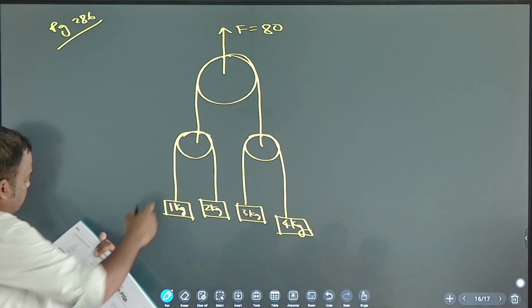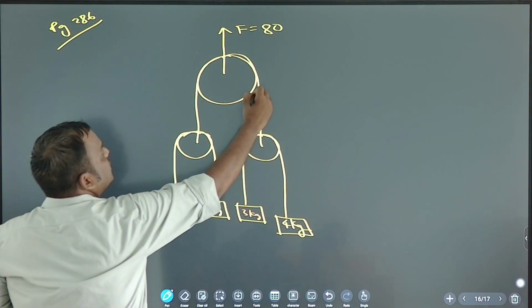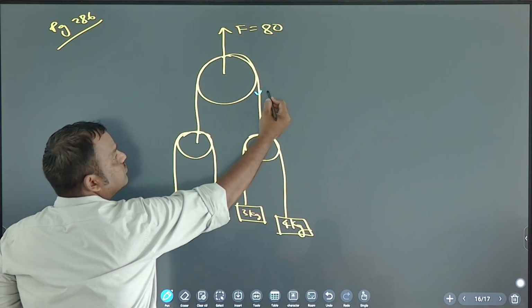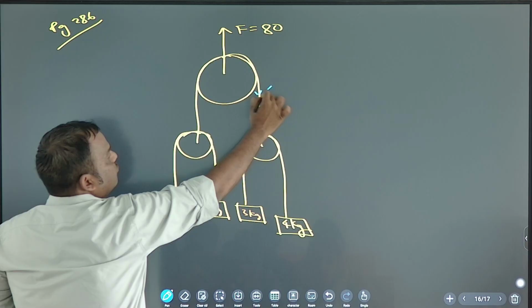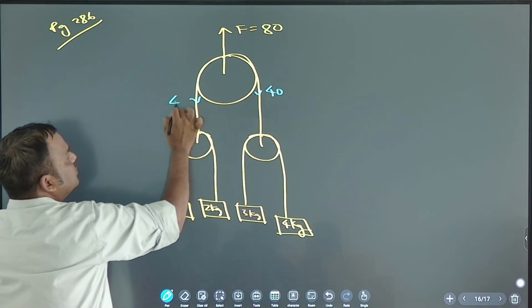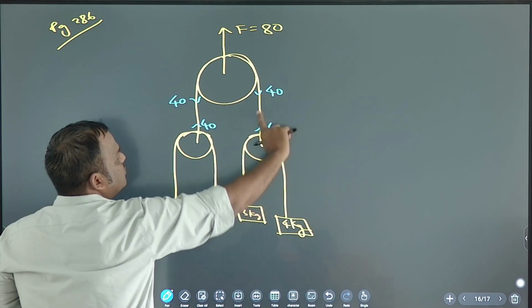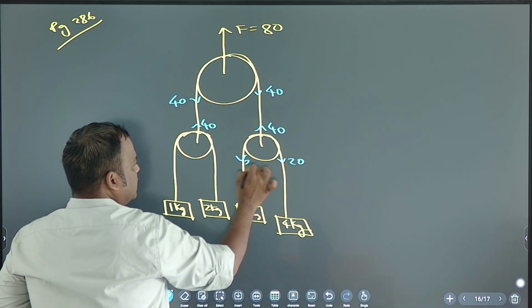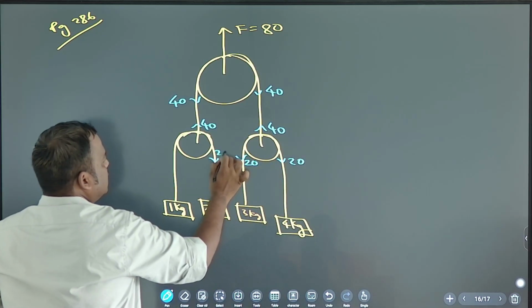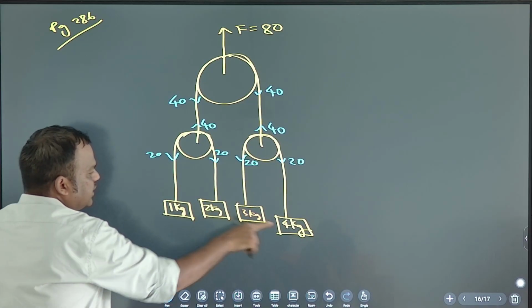Now you observe, what is the tension here? This is 80. So what is the tension here? 40. Very good. Tension here? 40. So here 40, here 40. What is the tension here? 20. Here tension 20, here tension 20. So 1 kg, 2 kg, 3 kg, 4 kg.